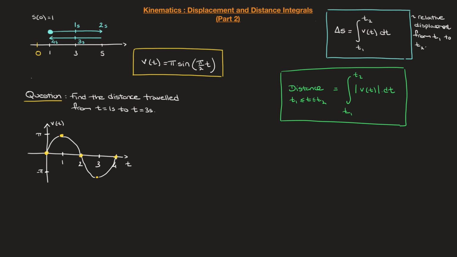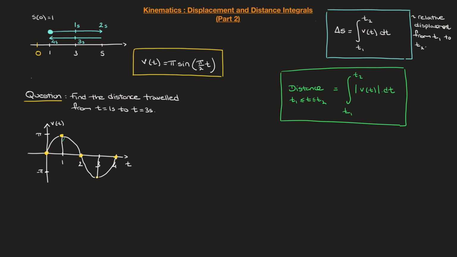There we go. Now, a quick reminder of what the displacement integral would give us if we used it between t equals 1 and t equals 3. Well, let's see. That would correspond to the area enclosed by the curve and the t-axis from 1 to 2, as well as from 2 to 3.